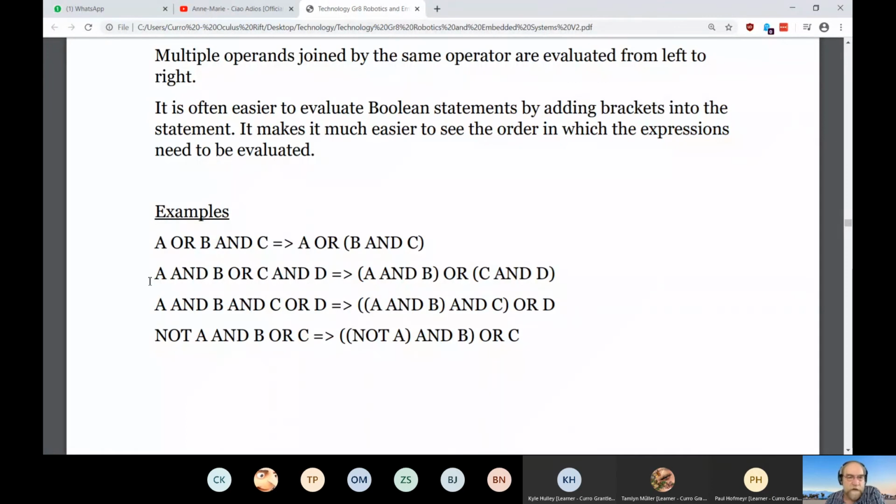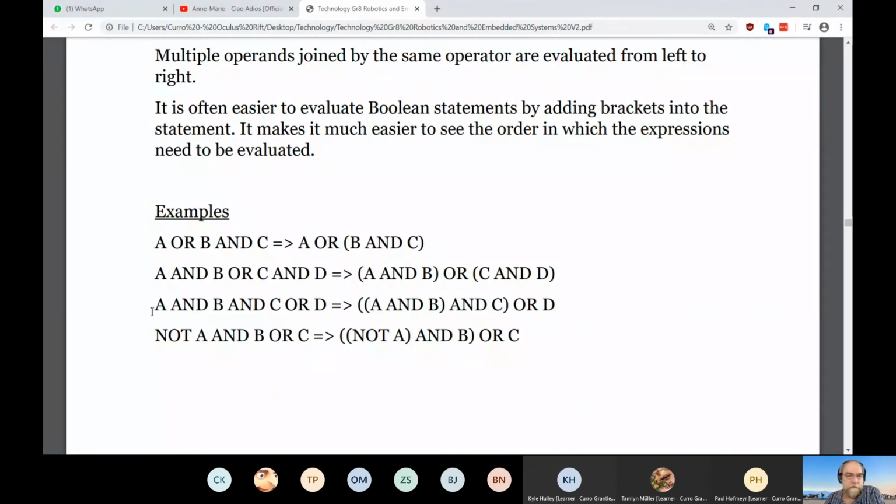So let's look at this one over here. A little bit more complex. We've got A and B or C and D. So we know we've got to do AND first. So I put brackets around A and B, and then I put brackets around C and D. So that and that have to be done first. And once I've got the answer for this and the answer for that, then I can OR them together.